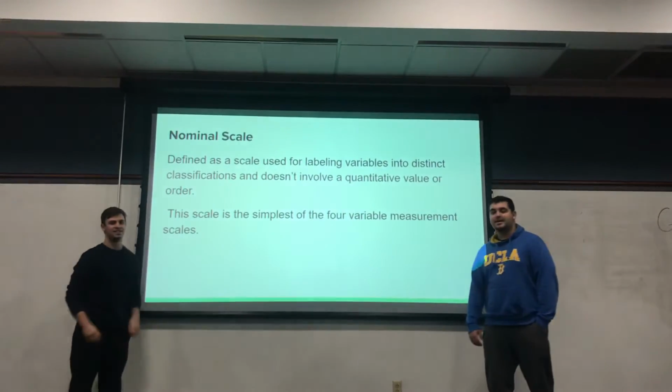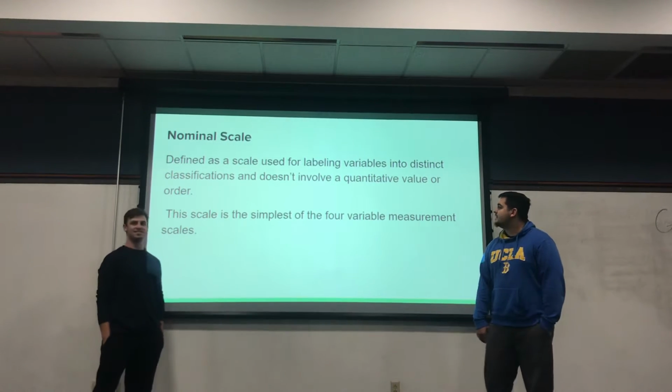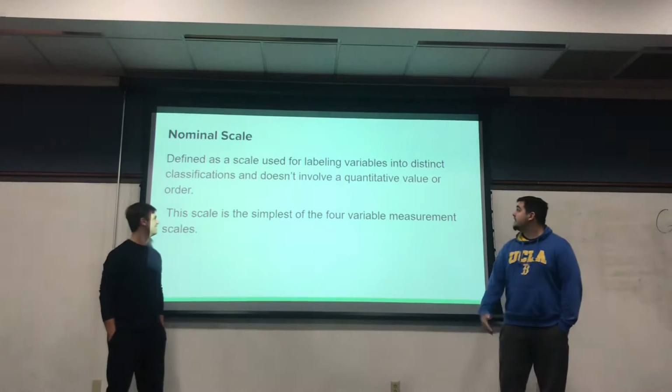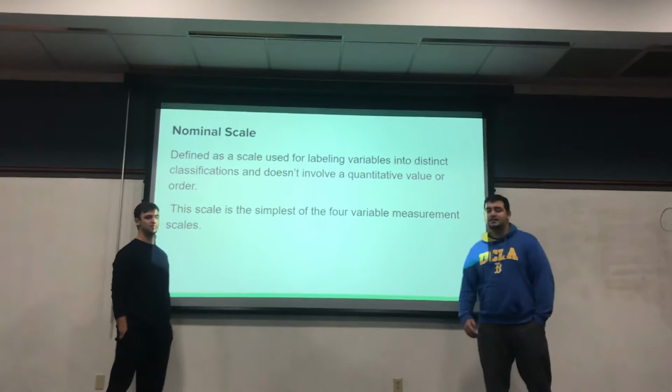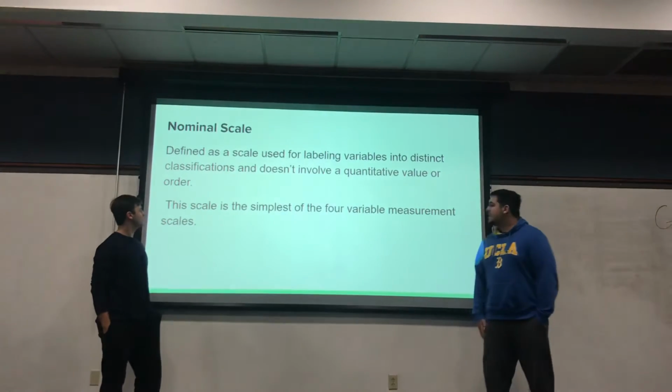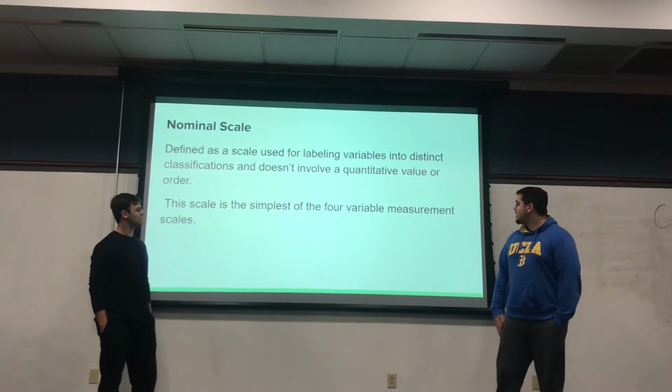First off, here is the nominal scale. The nominal scale is used for labeling variables into distinct classifications, but it doesn't involve a quantitative order. And this scale is the simplest of all the 4.